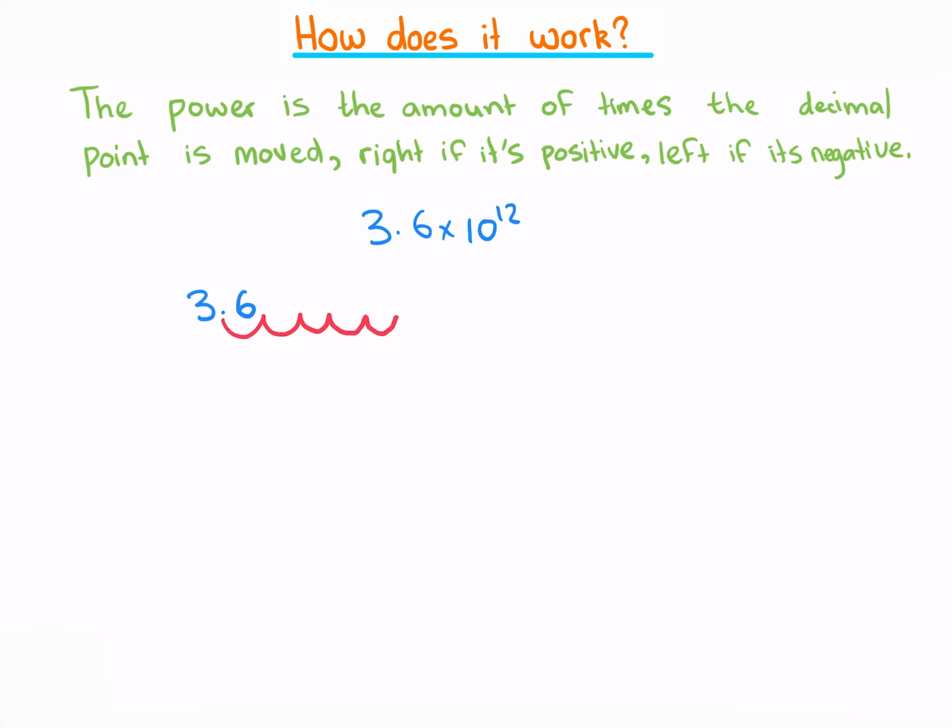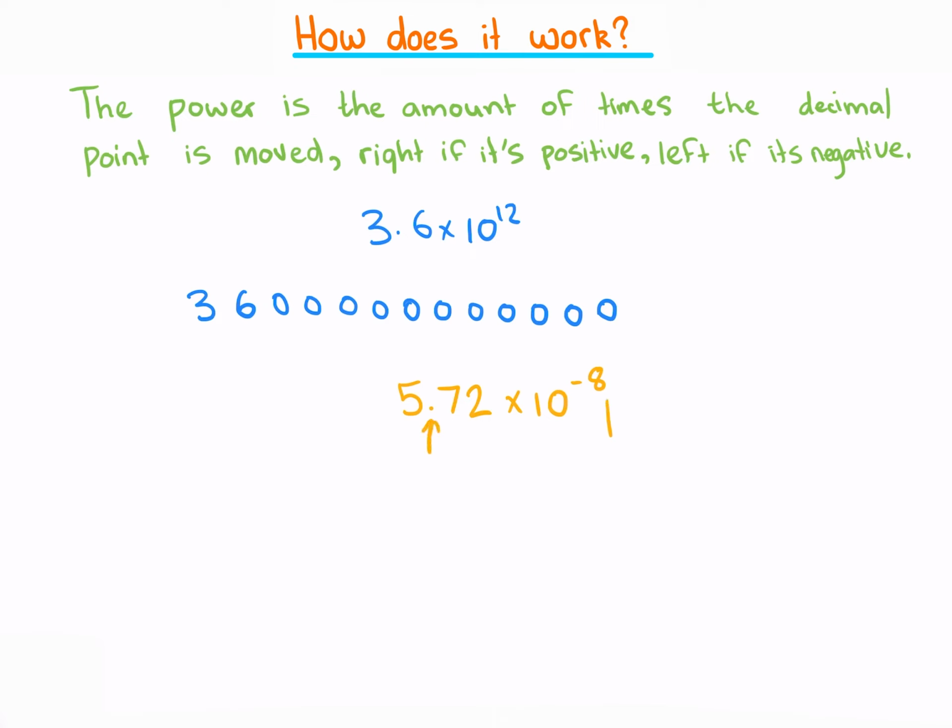1, 2, 3, 4, 5, 6, 7, 8, 9, 10, 11, 12, all the way over to here. So let's fill in our zeros. And so there's our number. Let's now try a smaller number. Our rule tells us that our decimal point here must move 8 places, but this time towards the left. 1, 2, 3, 4, 5, 6, 7, 8, putting our decimal point right here. So let's once again fill in our zeros. And so there's our number.